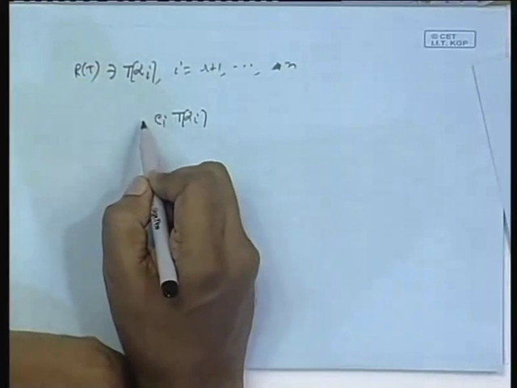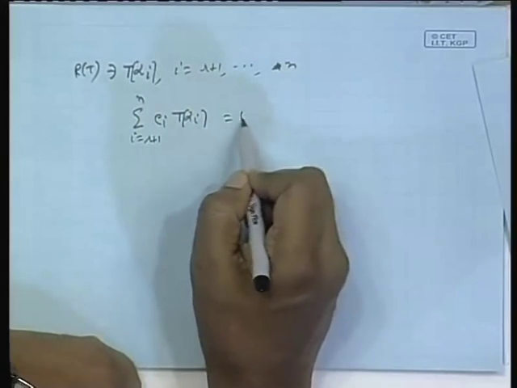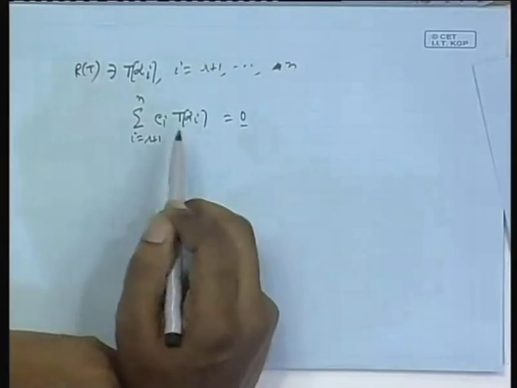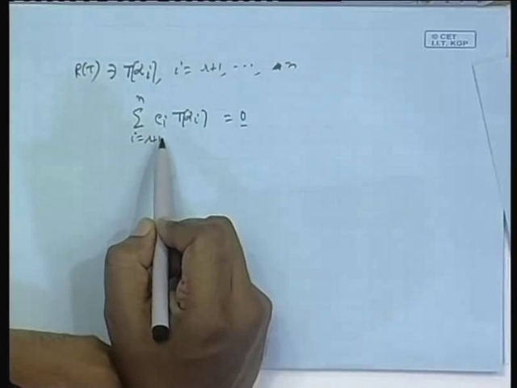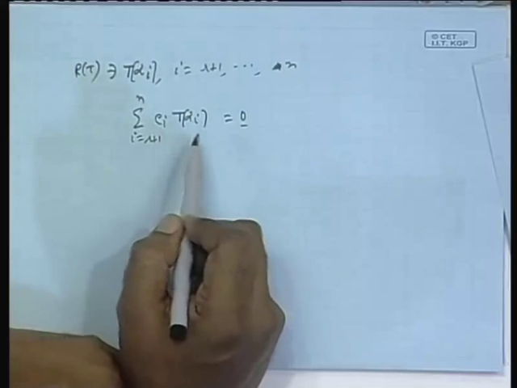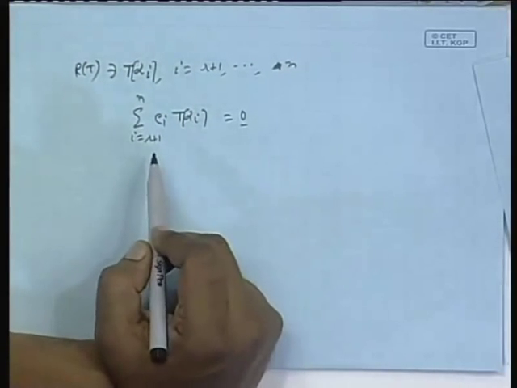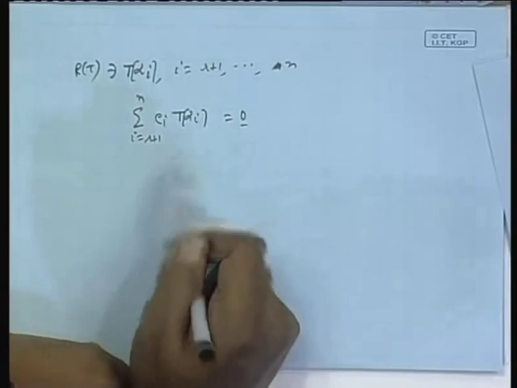If you take this and sum, i equal to r plus 1 up to n equal to 0, is it that the only solution for this is that c r plus 1 should be 0, c r plus 2 should be 0, dot dot dot, c n should be 0, that is, all the coefficients should be 0 and no other choice is possible? If so, then it will be linearly independent.